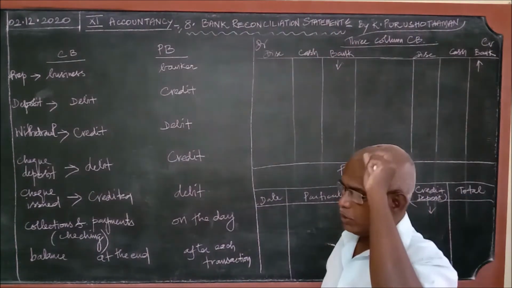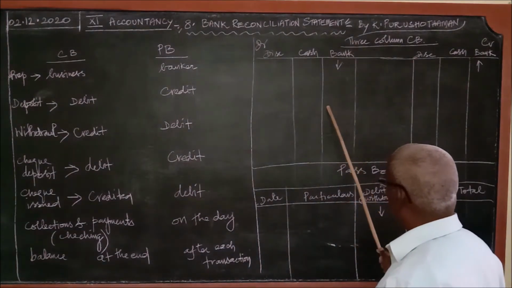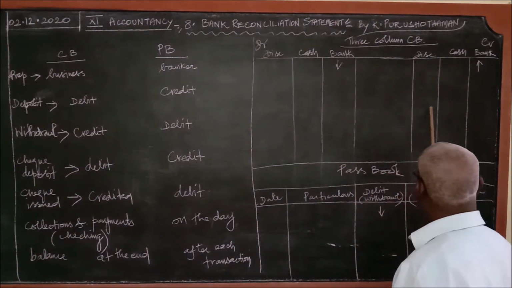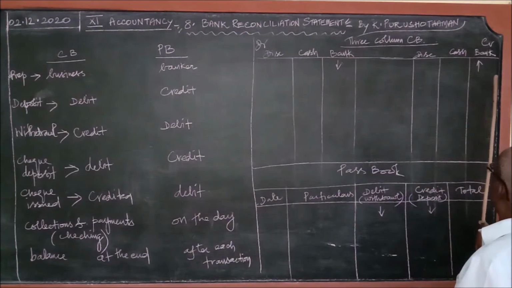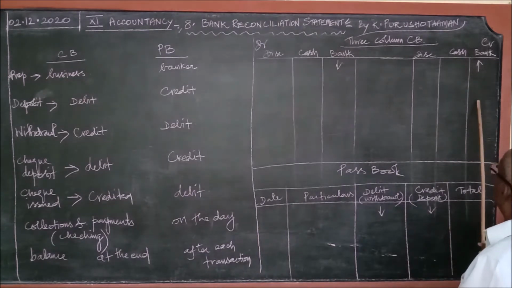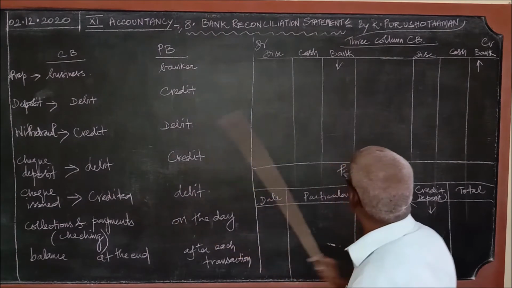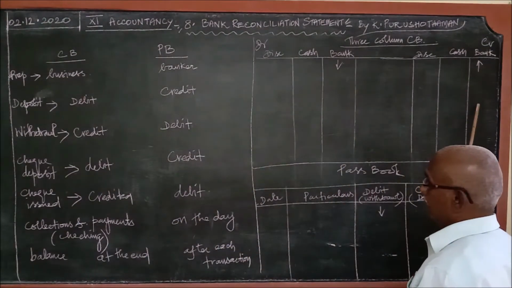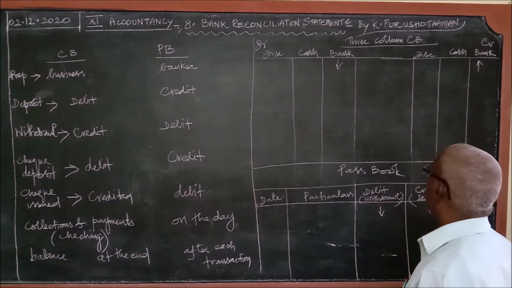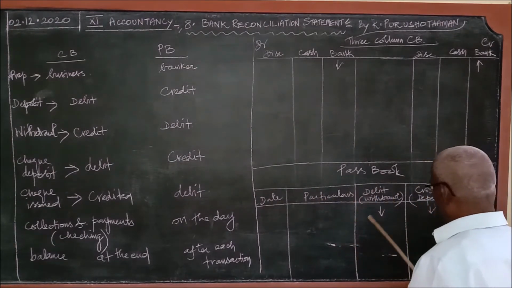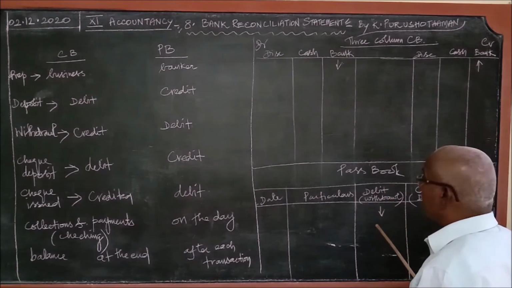When you issue a check, what happens in the cash book? You will show it here, or this column. When a check is issued from the bank, it goes out. That is why check issue is credited in the 3-column cash book. But what happens when it is presented for payment in the bank? They will minus the amount. Therefore, it is debited.